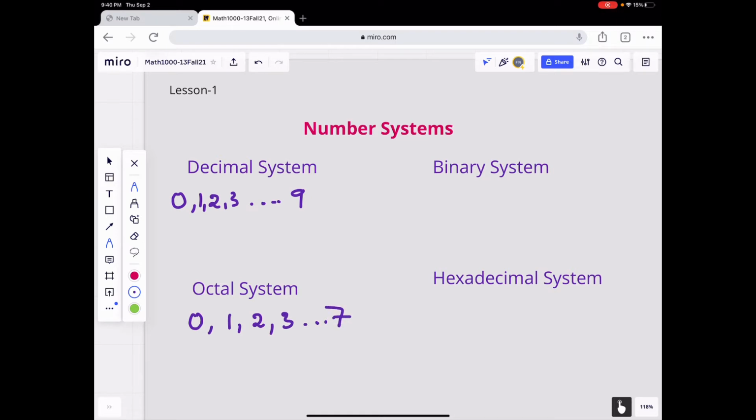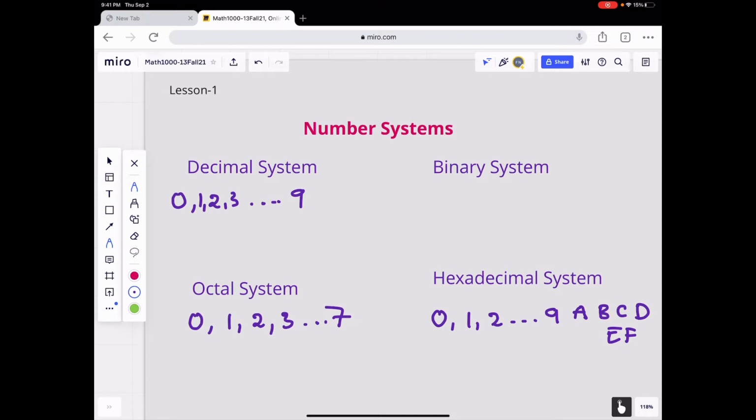Okay, and then hexadecimal, that means 16 digits. This system has 0, 1, 2, 3, all the way to 9. That means 10 digits, so we have to borrow letters for the next digits. So letter A, letter B, C, D, E, and F. So this system has 16 digits altogether.